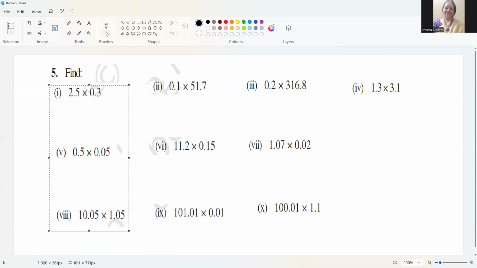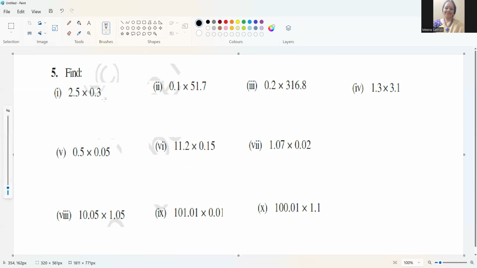Okay, first one, 2.5 into 0.3, both are decimal. First multiply 25 into 3. 25 into 3 is 75. Now total 2 decimal places are there, so in the product, 2 decimal places should be there. So decimal will come here. So we can write the answer as 0.75.